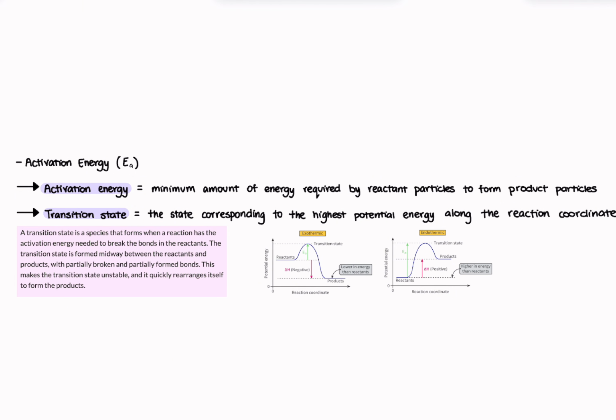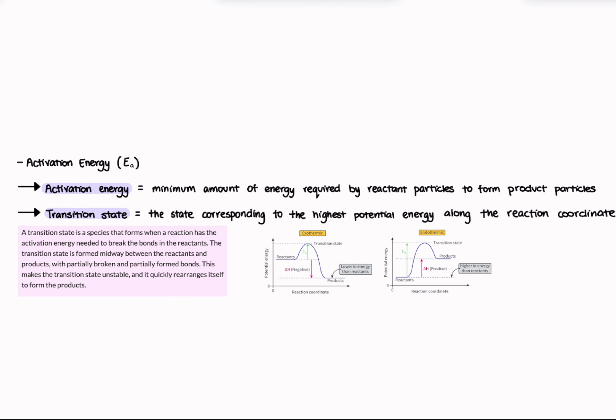What this means is that activation energy is the minimum amount of energy that must be available to reactants for a chemical reaction to actually occur. And if you think about the collision theory, the activation energy is the amount of energy that is needed for successful collisions. And next, we're going to talk about transition state.